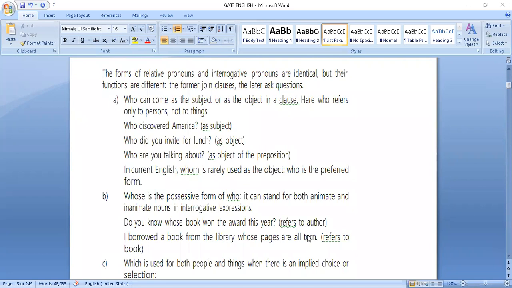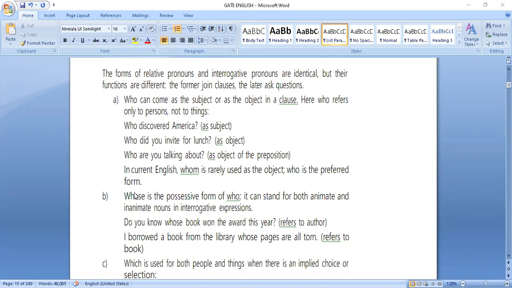Animate nouns generally refer to living things: people, persons, means living things. And inanimate nouns means those that are not alive, or non-living things. That is the difference between an animate noun and an inanimate noun. Sometimes someone will say that which is in motion is animate, which is not in motion is inanimate. That means the same: that which is living is animate, which is not living is an inanimate noun.